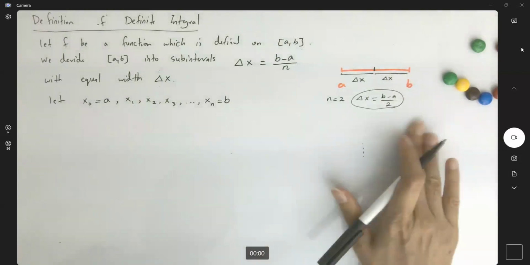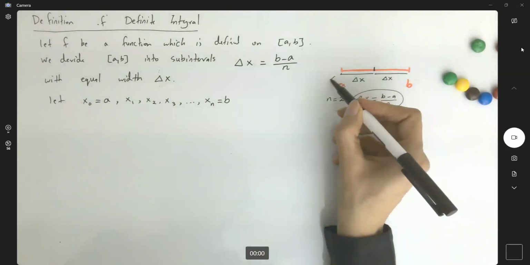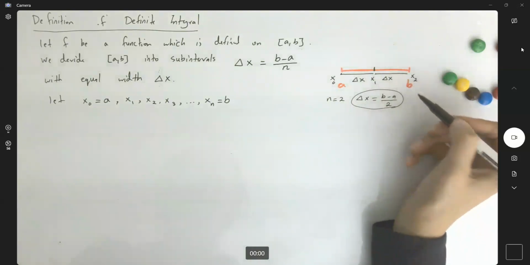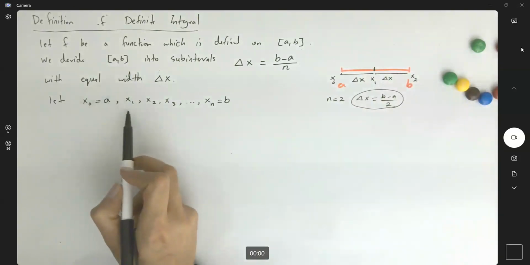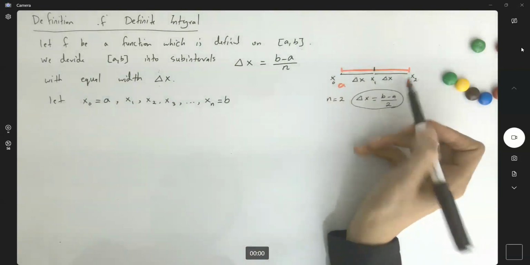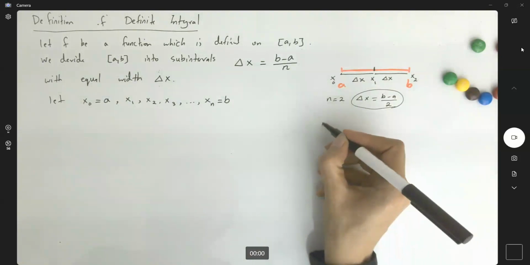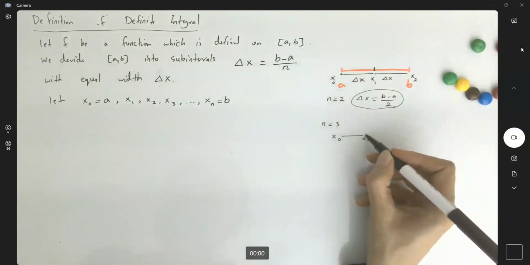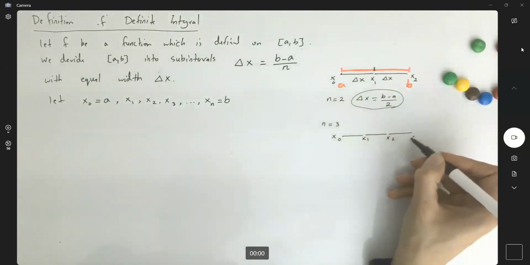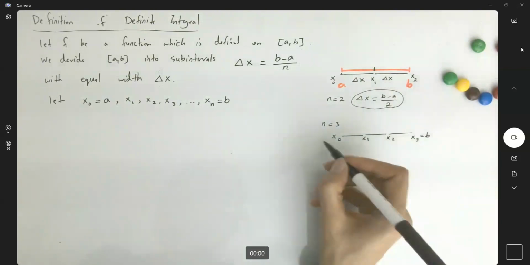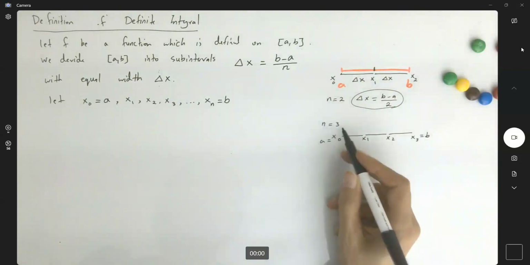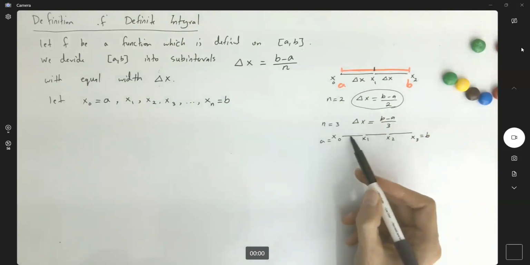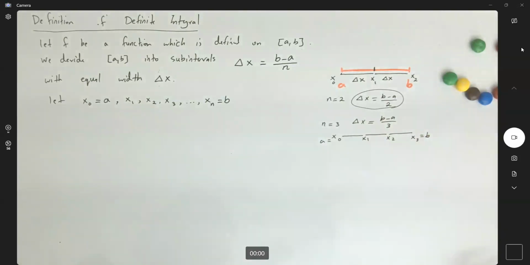So again, let's take a look at this. This is going to be my x sub 0. This is x sub 1, and this is x sub 2. x sub 0, x sub 1, x sub 2 with 2 subintervals. If n is equal to 3, I'm going to start at x sub 0, then go to x sub 1, then go to x sub 2, then stop at x sub 3, which is b. Again, if n is equal to 3, my delta x is b minus a over 3 with 3 subintervals, and I'm going to continue this process.